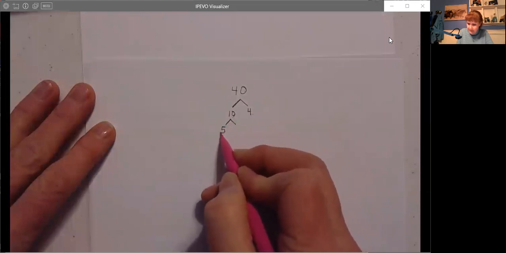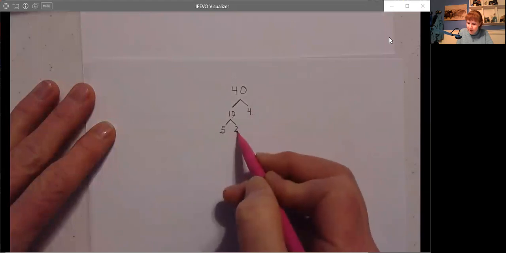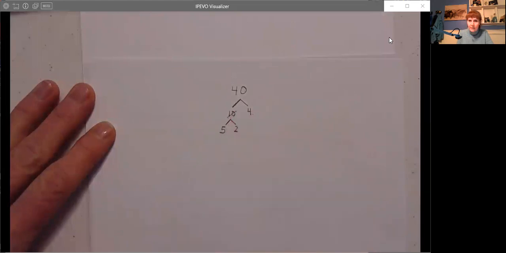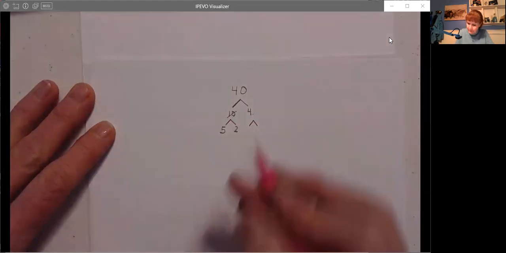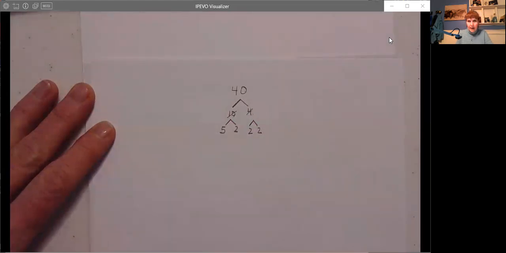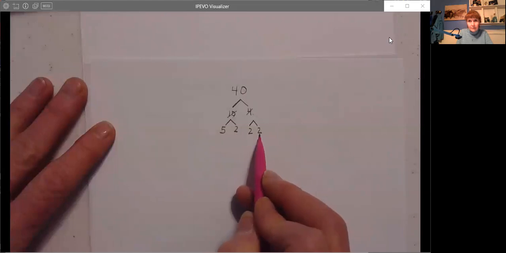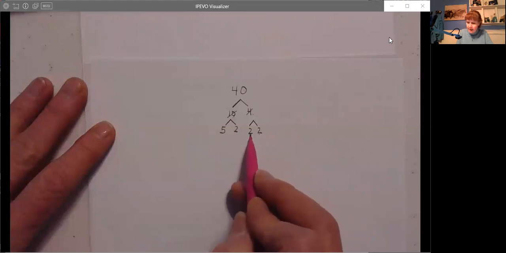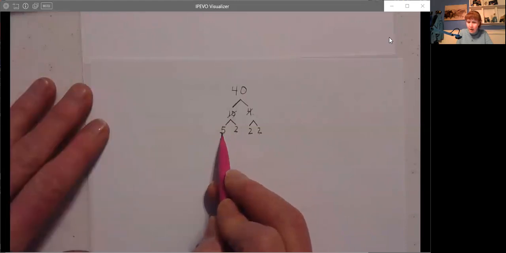10 is 5 times 2. And once you break it down, it's kind of nice to cross it off so that when you write your answer, you don't try to include a number here. The 4 can be broken down into 2 times 2. Now, are these numbers all primes? Yes, they are, because none of these can be broken down other than 1 and themselves.